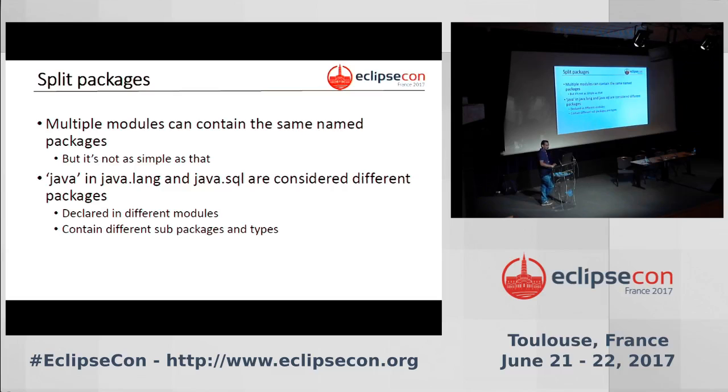So modules also can have packages of the same name. Multiple modules can have packages of the same name. For instance, the Java, I guess I meant Java base. Both these modules have the same package, but the compiler is not going to look at them as the same package. They are actually different, because what the compiler sees actually depends on the module that I'm trying to compile.